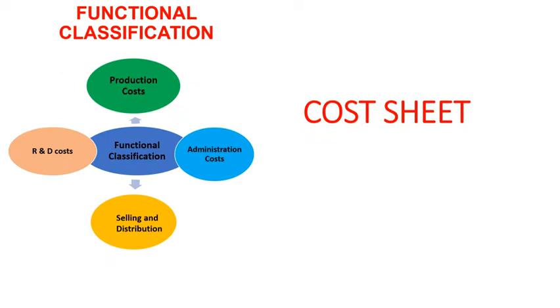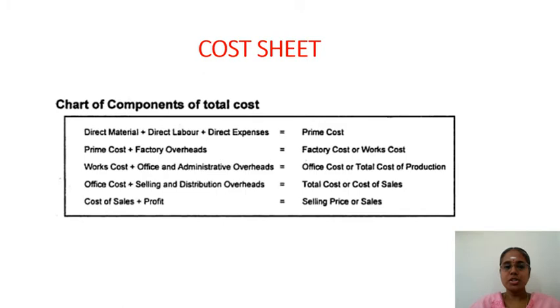This is the functional classification which was already discussed in the previous lecture. To understand the functional classification and see its application, we need to look into the cost sheet. Hope you remember cost sheet. Cost sheet has these components: prime cost, factory cost, office cost or total cost of production, then total cost or cost of sales, and next is sales or selling price. So it has these five components.